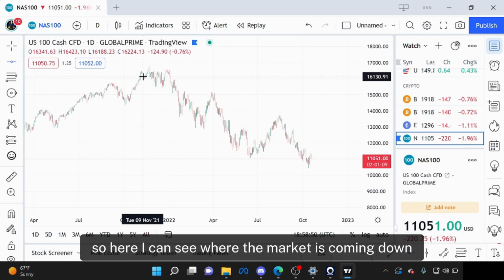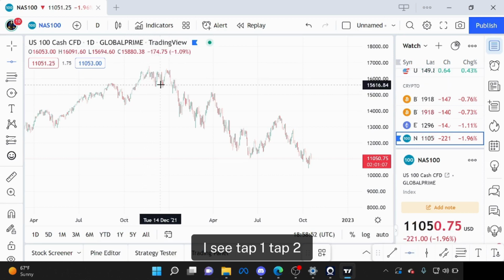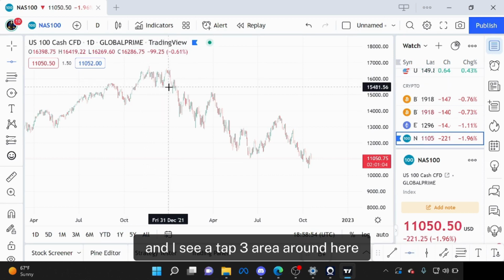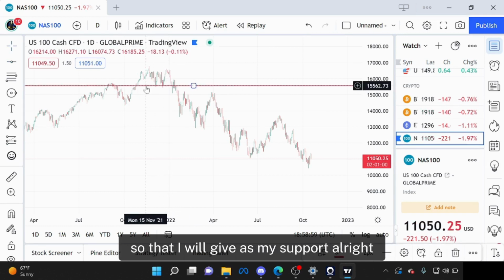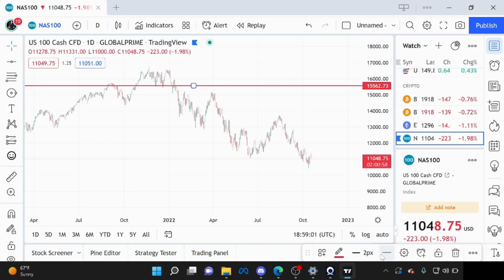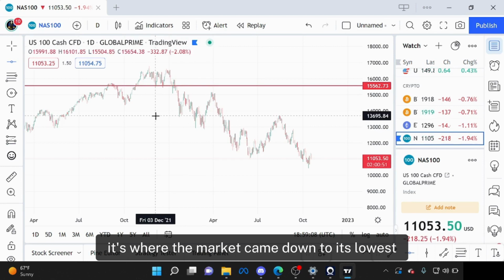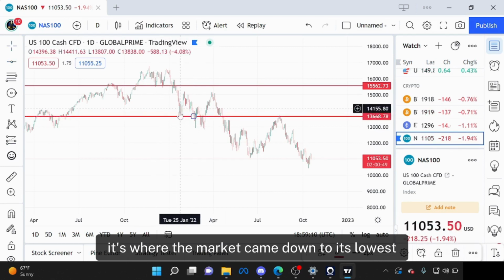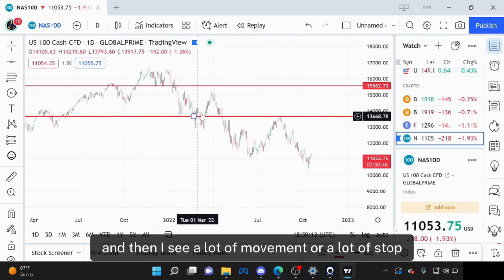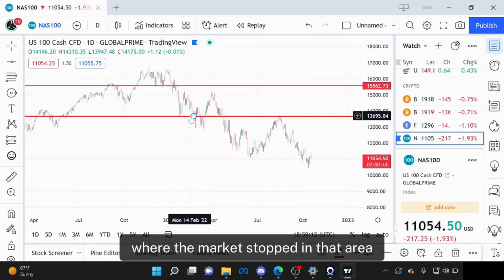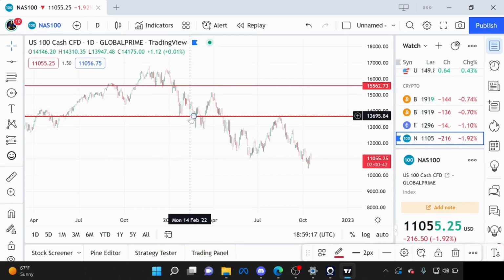All right. So here, I can see where the market is coming down. I see tap 1, tap 2. And I see a tap 3 area around here. So that I will give as my support. All right. So another area would be here. It's where the market came down to its lowest. And then I see a lot of movement, or a lot of stops where the market stopped in that area.